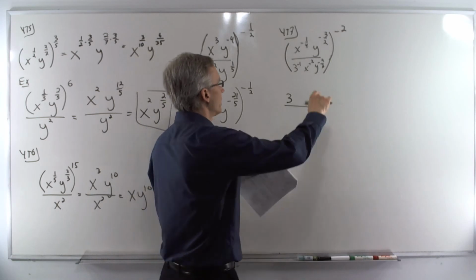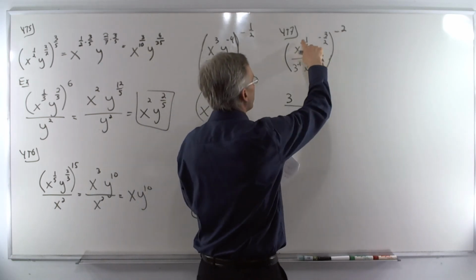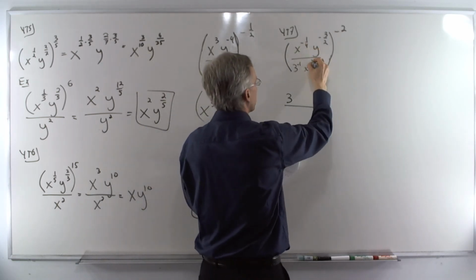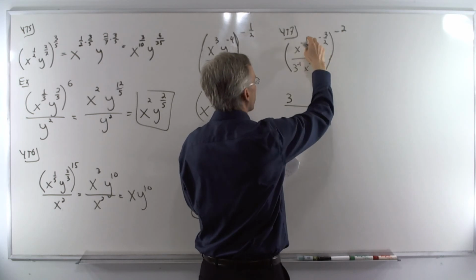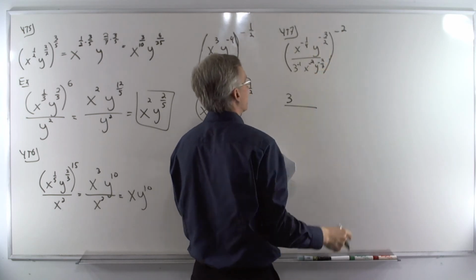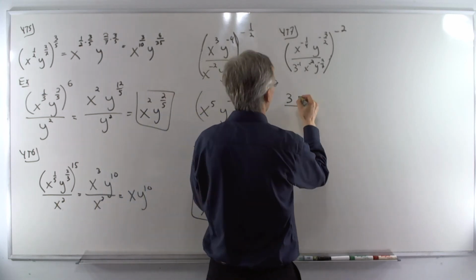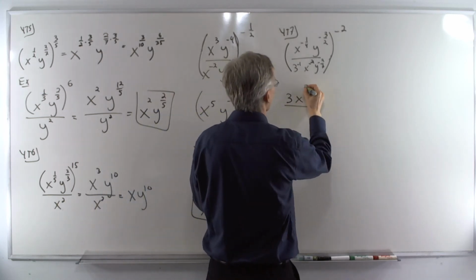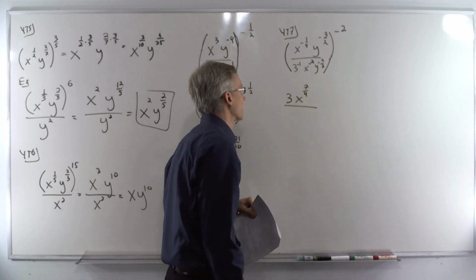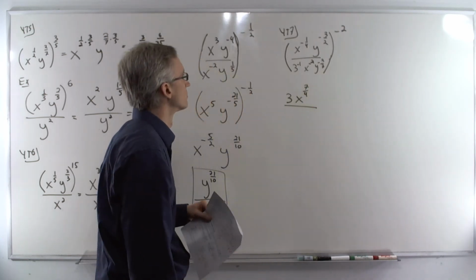All right, now we can combine the x bases. So here we're going to subtract these exponents. Negative 1/4 minus negative 2 is the same as negative 1/4 plus 2. So that gives us x to the 7/4 power.